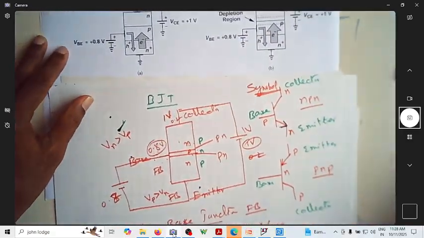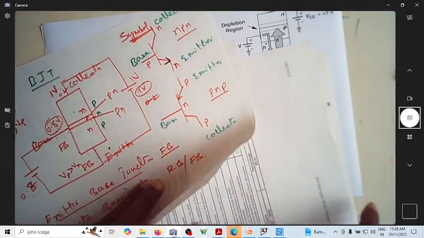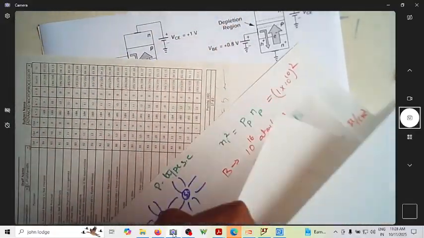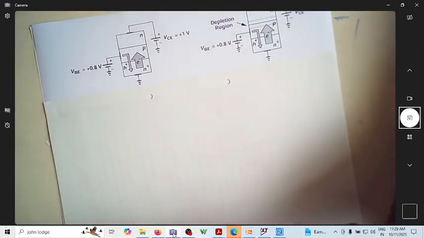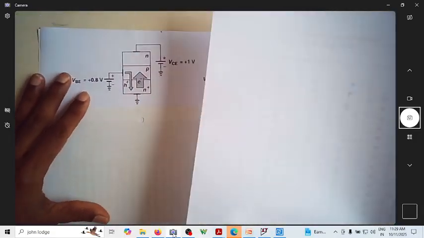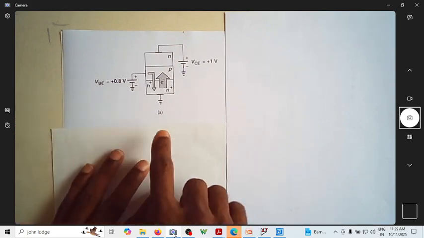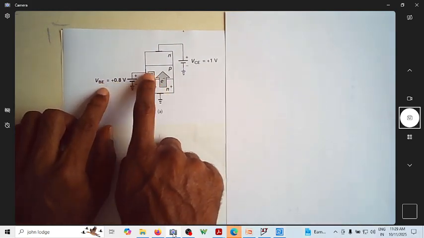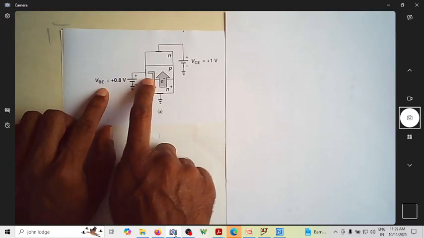See, now I have a condition. So let me just show you. Let me cover some of the points and then try to make you understand what happens if you have a condition which is like this. So now see what you are having. See, VBE is 0.8 volt. So now this is forward biased, and of course this PN junction is forward biased.